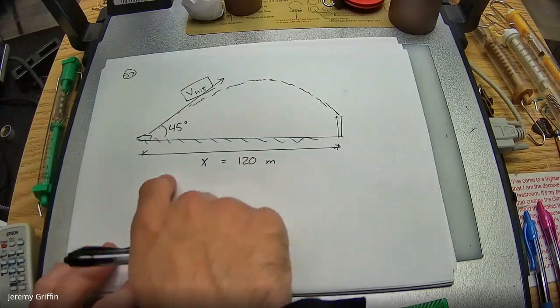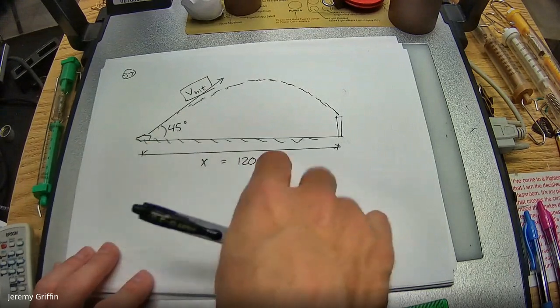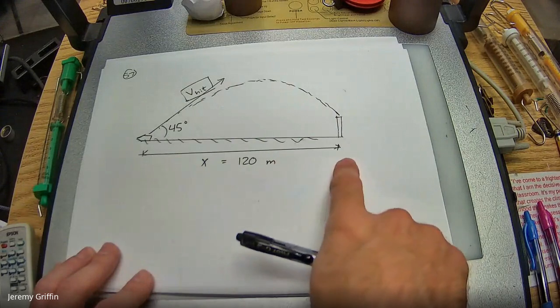Where should I start on this thing? Well, how about this? Some horizontal information. There's multiple ways you can solve this. I'm just going to do one way. You know how far it went horizontally?